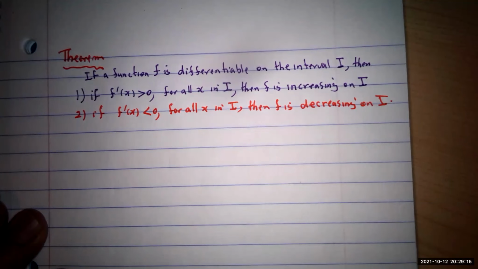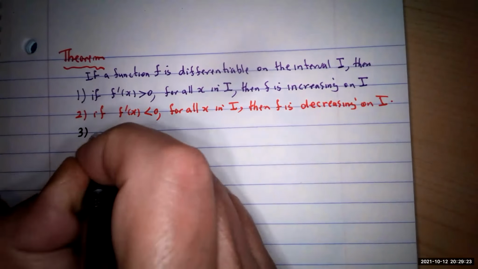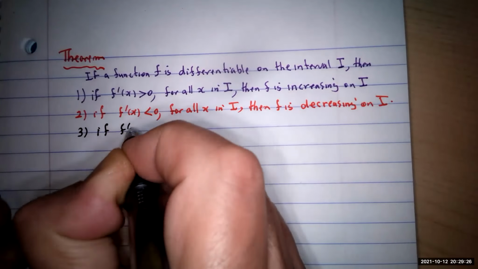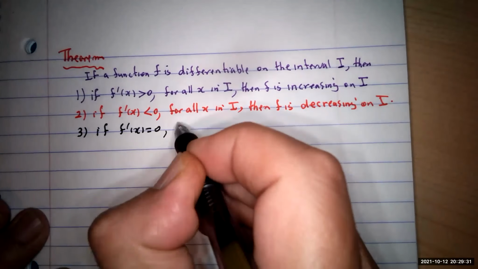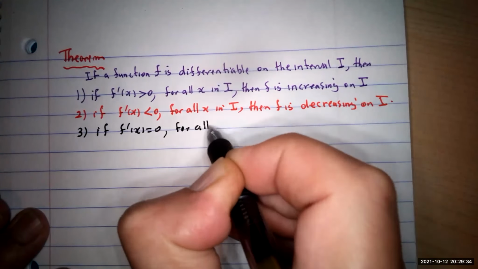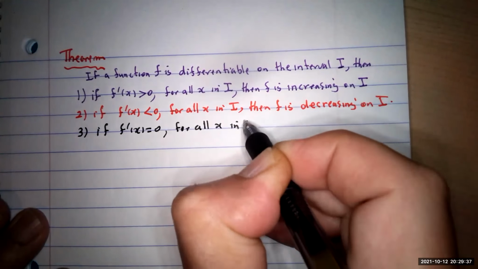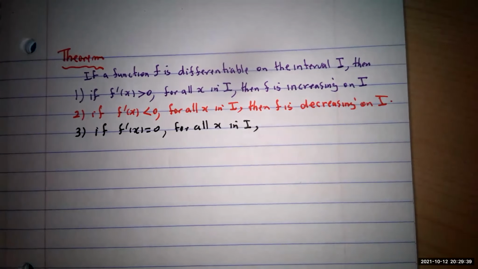There is a third case. Okay, it's nice to know the third case. You don't need the third case now. Let's see if we can answer this one. What would happen if it is zero? If f prime of x is zero for all x in I, what can you tell us about the function? Any suggestion? You have a function whose derivative is zero. What sort of function is this one? Anybody?